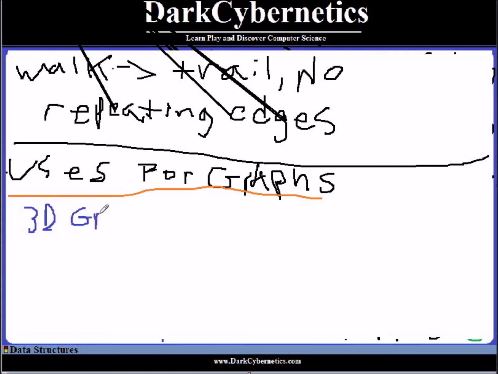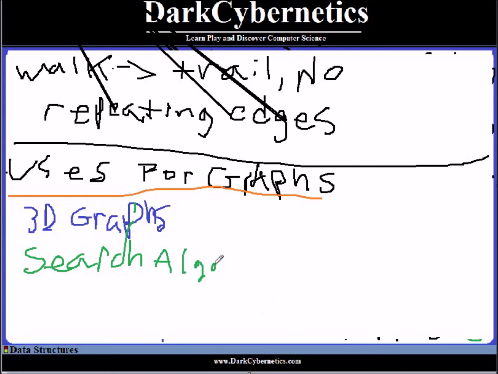So we can talk about the uses for graphs. We have some distractions there, but we'll just push on this time. Some uses for graphs: we can use them for 3-dimensional graphics. We can use them for search algorithms. We can think about breadth first search, depth first search, uniform cost search. Many of the artificial intelligence courses use graph search algorithms. We can use them for minimax.